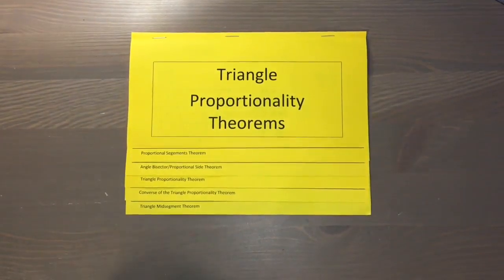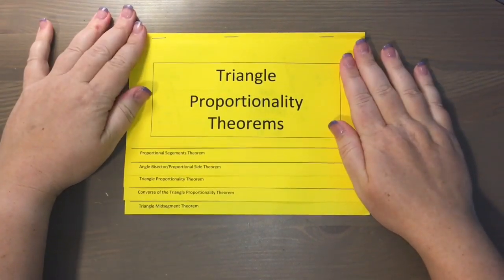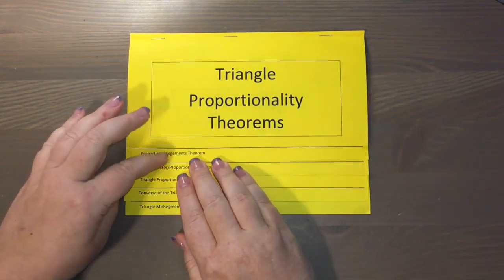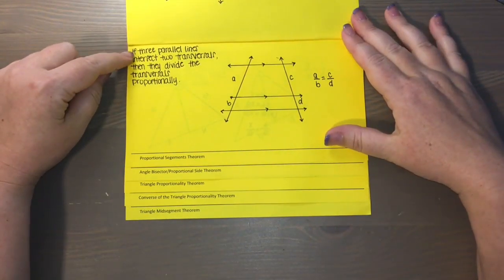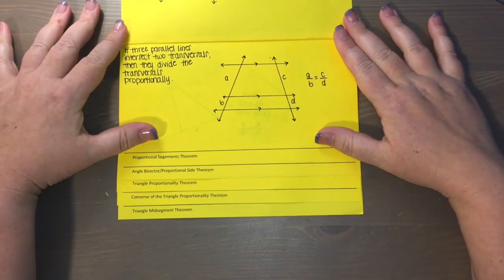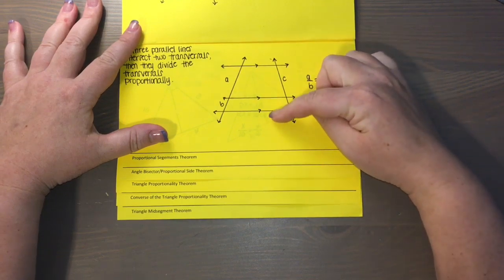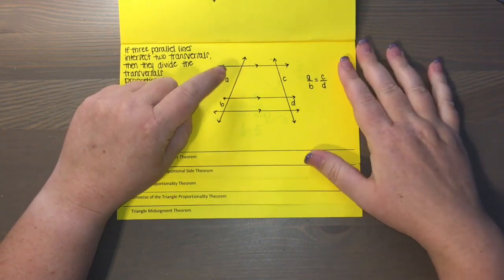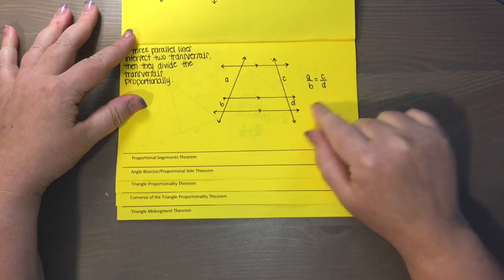Okay, now that we have our triangle proportionality theorems all put together, let's go ahead and fill it out. So our first theorem we're going to start with is the proportional segments theorem. The proportional segments theorem states if three parallel lines intersect two transversals, then they divide the transversals proportionally. So I've kind of drawn a picture over here. You can see I've got my three parallel lines and I've got my two transversals. And what happens is we get a proportion. A over B equals C over D. So that's this right here.